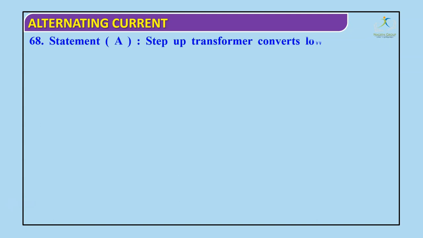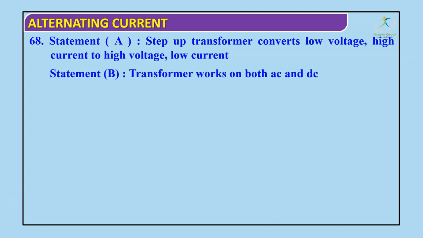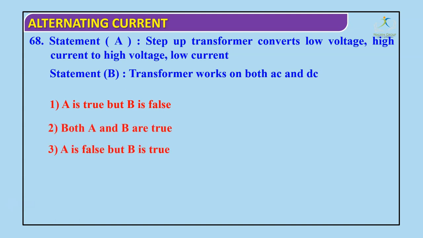Next question we have a statement. A: Step-up transformer converts low voltage high current to high voltage low current. Statement B: Transformer works on both AC and DC. A is true but B is false. Both A and B are true. A is false but B is true, or both A and B are false. The correct answer for this question is A is true, but B is false. AC transformer works only with the AC, not with the DC.